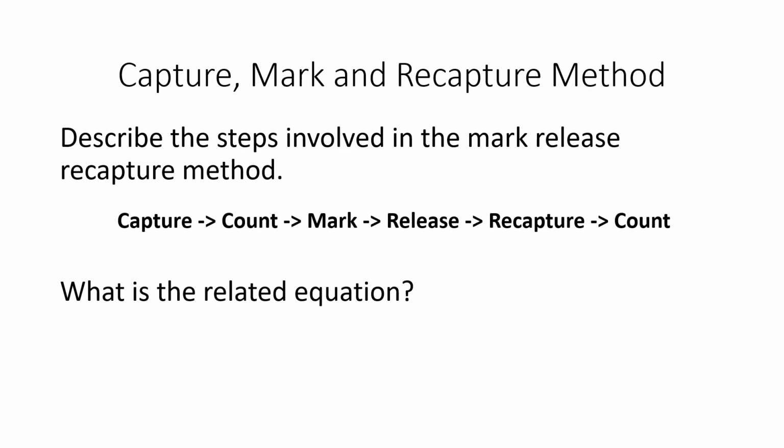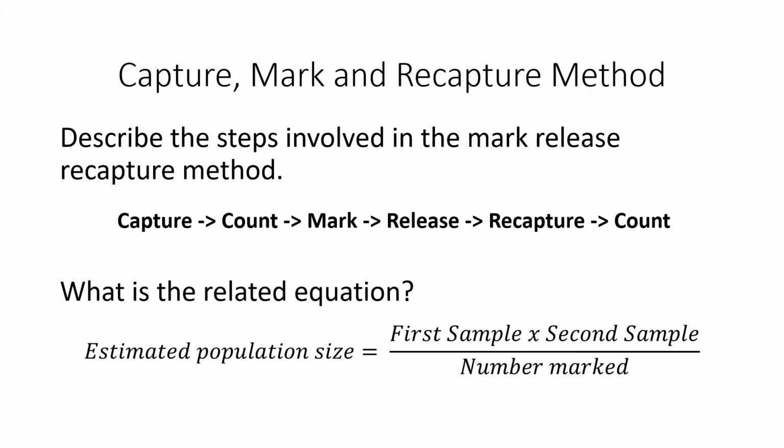Now there is a related equation. Again, folks, you need to memorize this equation off by heart. You take the number of organisms in the first sample, multiply that by the number of organisms in the second sample, and then divide that number by the number of organisms in the second sample that have the mark, meaning they were included in the first one. That will give you the estimated population size.